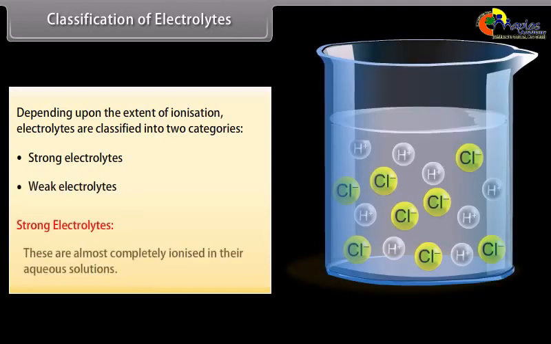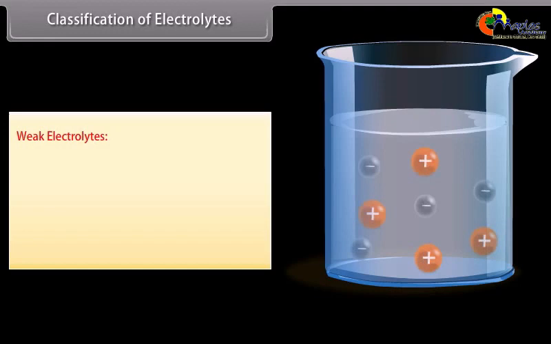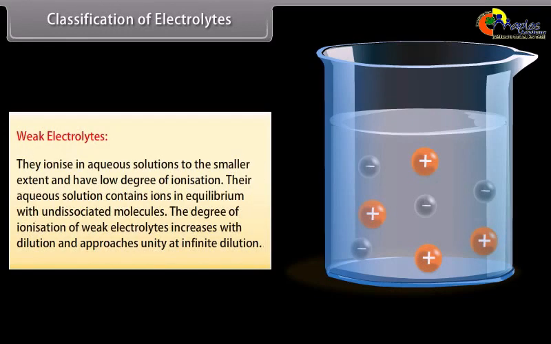Classification of electrolytes. Depending upon the extent of ionization, electrolytes are classified into two categories: strong electrolytes and weak electrolytes. Strong electrolytes. These are almost completely ionized in their aqueous solutions, for example, HCl, NaOH, and KCl. Weak electrolytes. They ionize in aqueous solutions to a smaller extent and have a low degree of ionization.